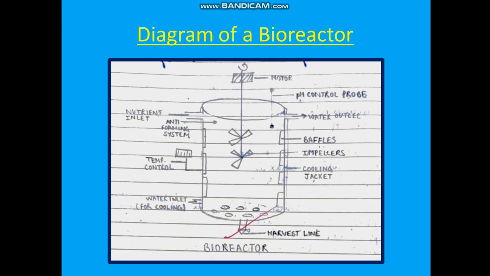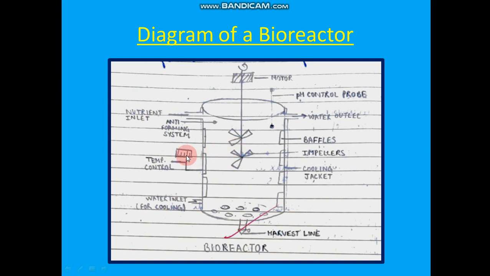Then we have sparges. Sparges are here. See these small holes. Sparges are at the bottom of the fermenter. It has not been labeled here, so you label them. These are sparges. The small holes which you can see here, these are sparges. These are actually responsible for the entry of the air from the bottom. So these are letting the air come inside.